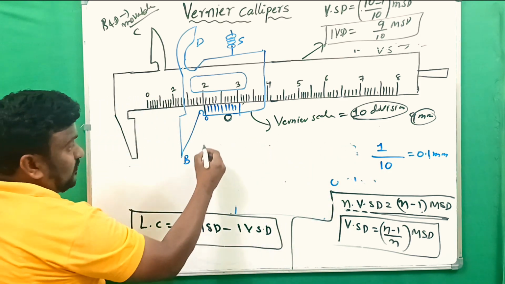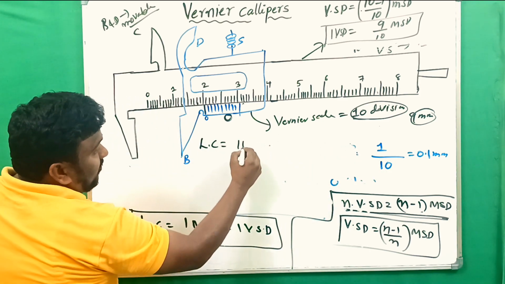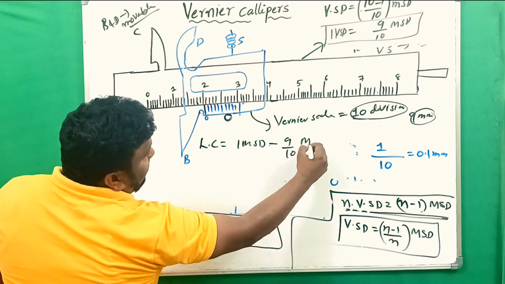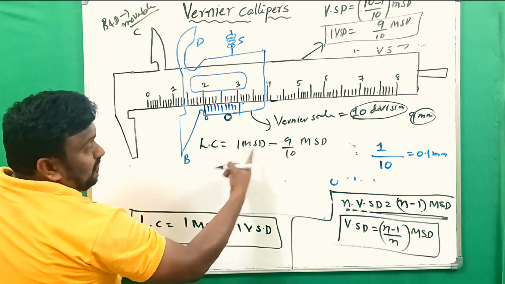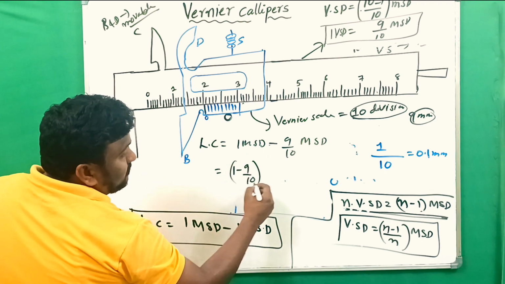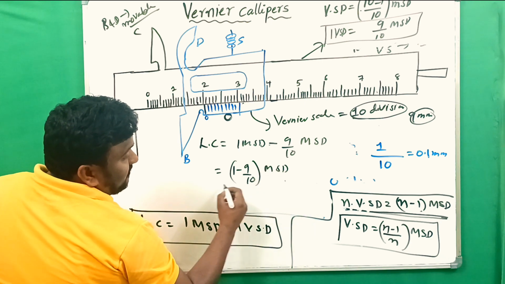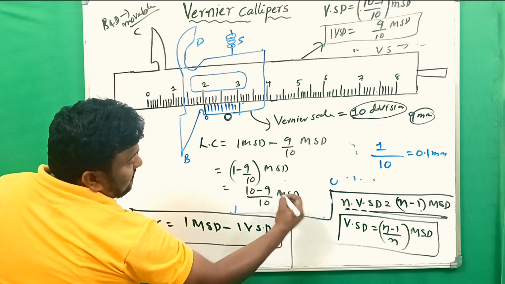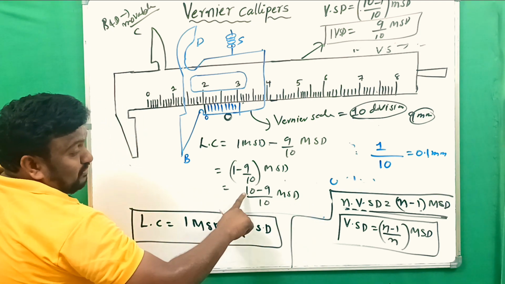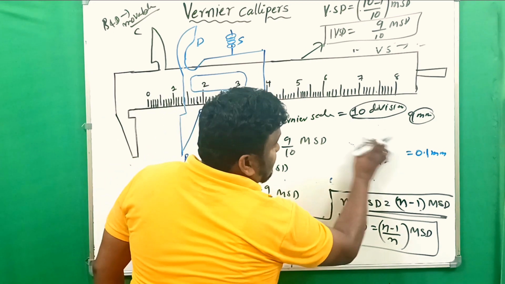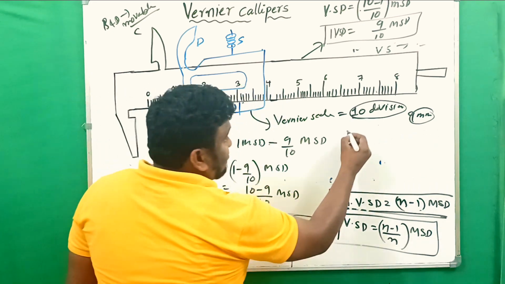Here LC is equal to 1 MSD minus 9 by 10 MSD. Then MSD is common, so what is 1 minus 9 by 10 into MSD? Again, 10 minus 9 by 10 into MSD. Clear? So 10 minus 9 is what? 1 by 10 MSD. Clear?